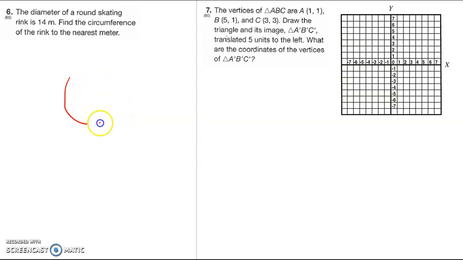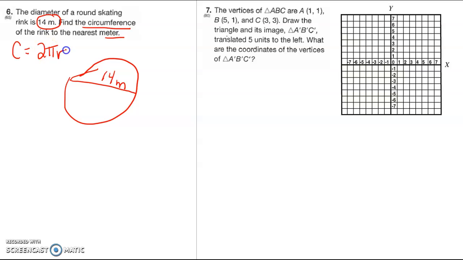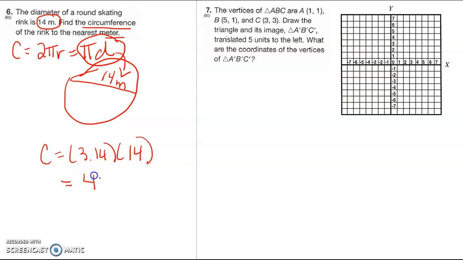Okay, the diameter of a skating rink is 14 meters. This is a circle. Very nice, Mrs. Ross. Okay, always like to draw that. Find the circumference to the nearest meter. So what is my formula for circumference? Either 2 pi r or pi d. I'm going to use pi d since I've been given the diameter. Circumference, 3.14 times 14, which is equal to, I believe, 44 and change.